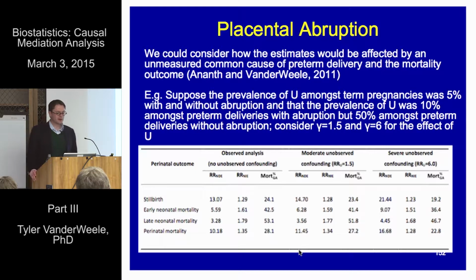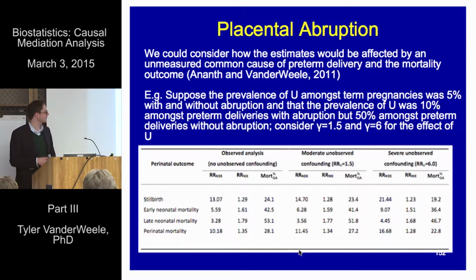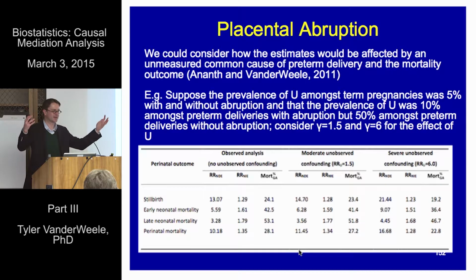But we might be worried about unmeasured confounding in this example, as in many others. If we apply that third technique, where we specify the prevalence of U in each of the exposure by mediator strata, we might specify the prevalence of U amongst term infants as pretty low, maybe just 5%, because really nothing's going on with term infants. Nothing really needs explaining. It's where we have preterm infants that things get complicated, because abruption is often a cause of preterm birth.